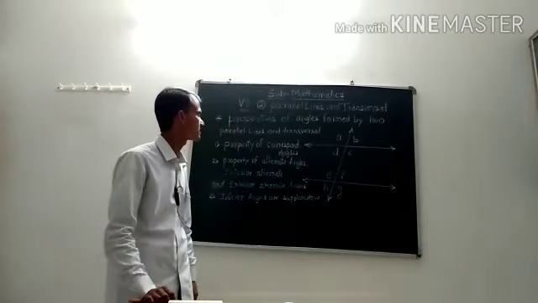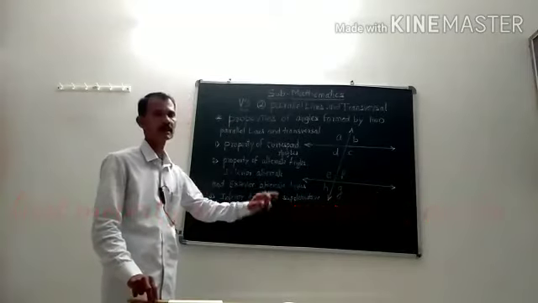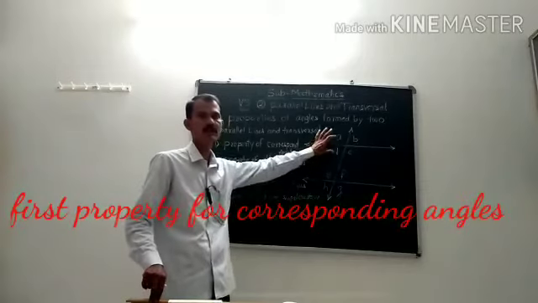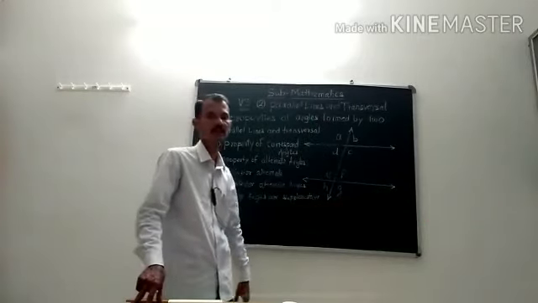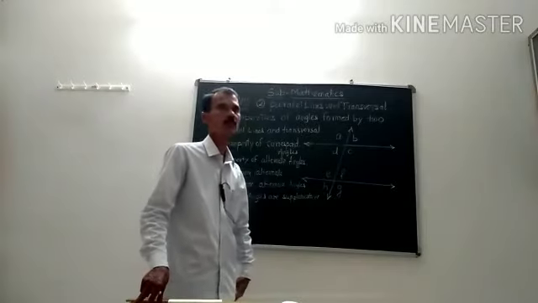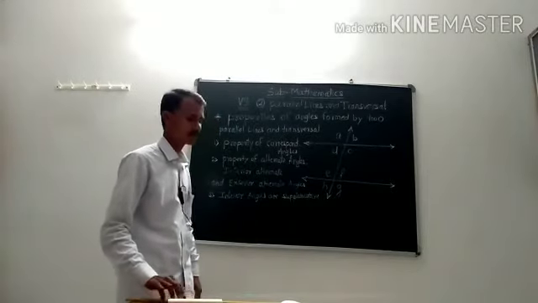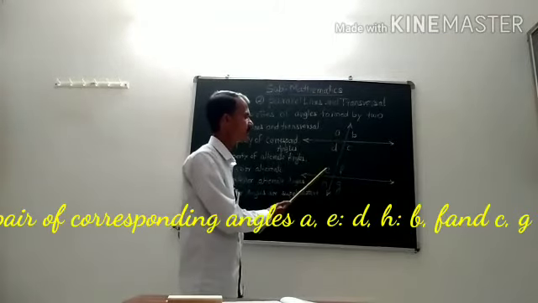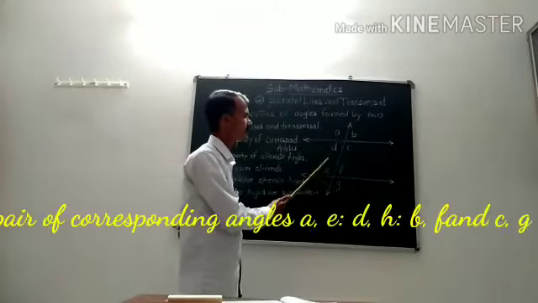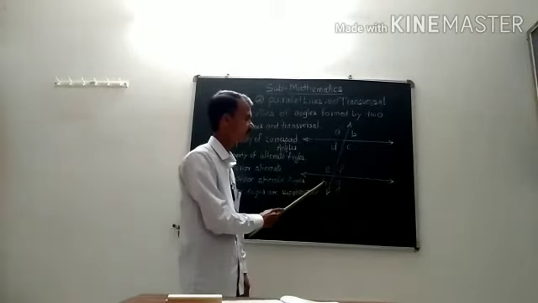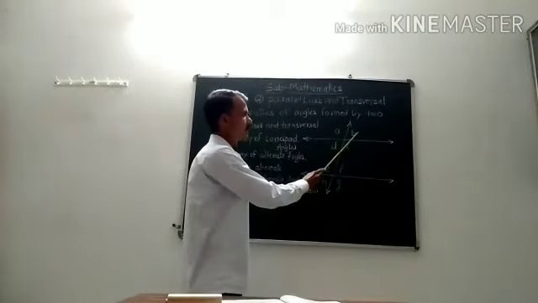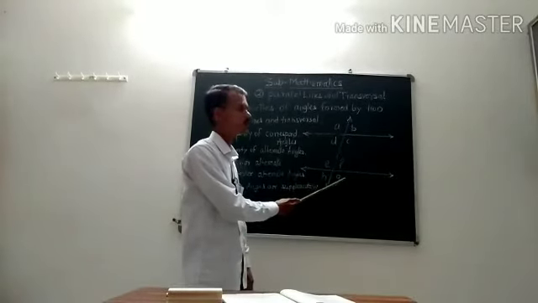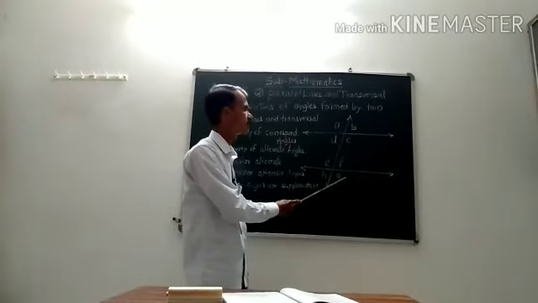These properties are: first property about the corresponding angles. We know that there are four pair of corresponding angles. Here you know that angle A and its corresponding angle is E. Angle D, its corresponding angle is H. B, F, C, G. These are the four pair of corresponding angles.